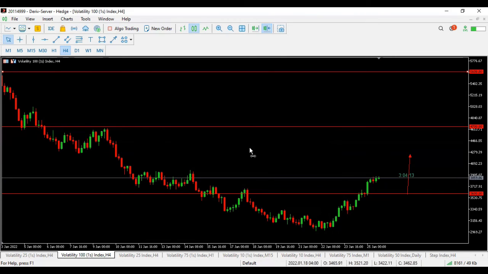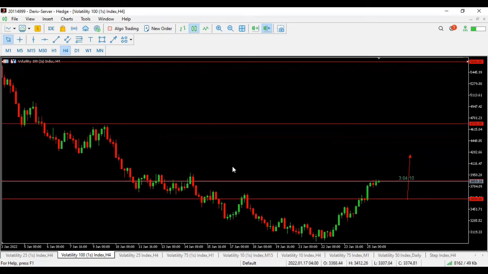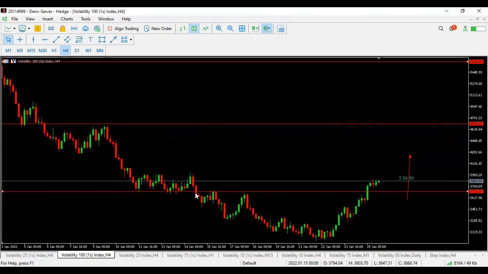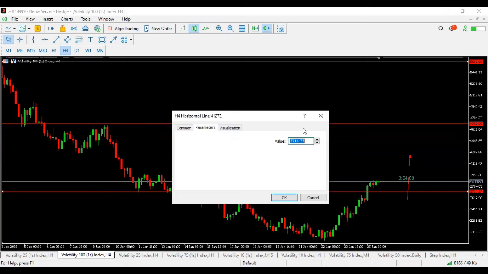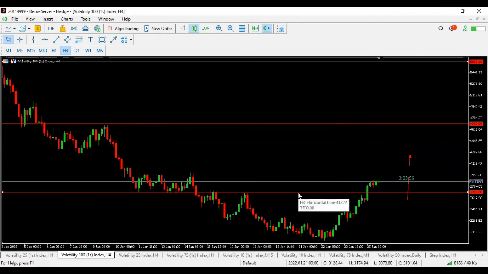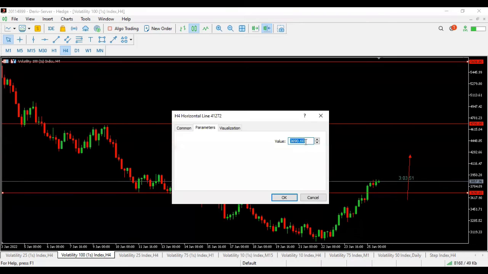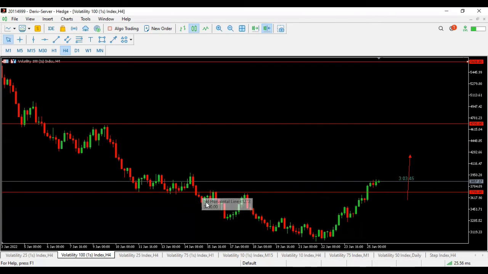So now that we have all of that, let's dive into the entries, right? So I'll just give a quick example of this support level that was broken. We said this is level 3,700, right? Okay, so this is level 3,700. Sorry, my line keeps shifting. This level 3,700, this was broken over here, and it was retested here. So how would we have entered?